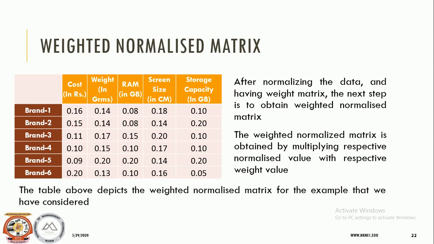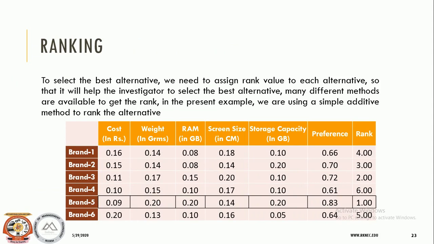Now the last step is to aggregate. If you remember the last step of the 7-step process, it was to aggregate. What kind of aggregation are we going to do? We are just summing the values. So 0.16 plus 0.14 plus 0.08 plus 0.18 plus 0.10, the sum comes out to be 0.66, then 0.70, 0.72, 0.61, 0.83, 0.64. After doing this aggregation, to select a particular brand or alternative, we assign a rank.